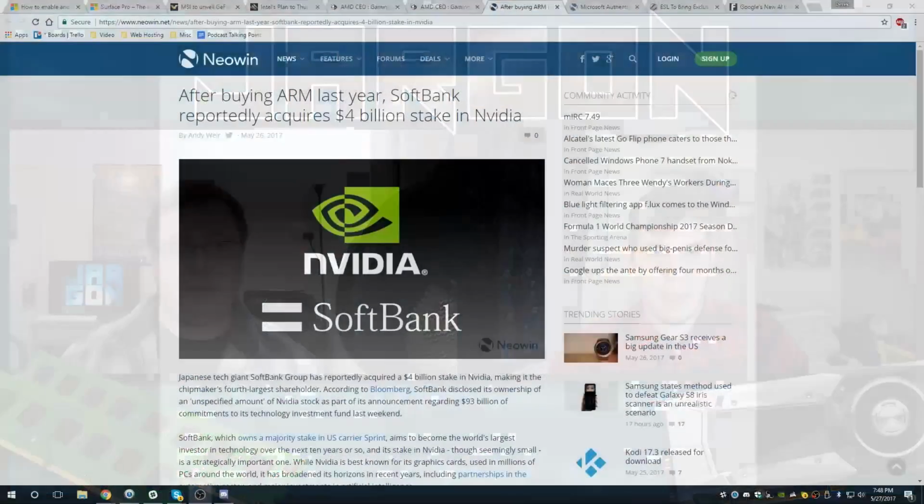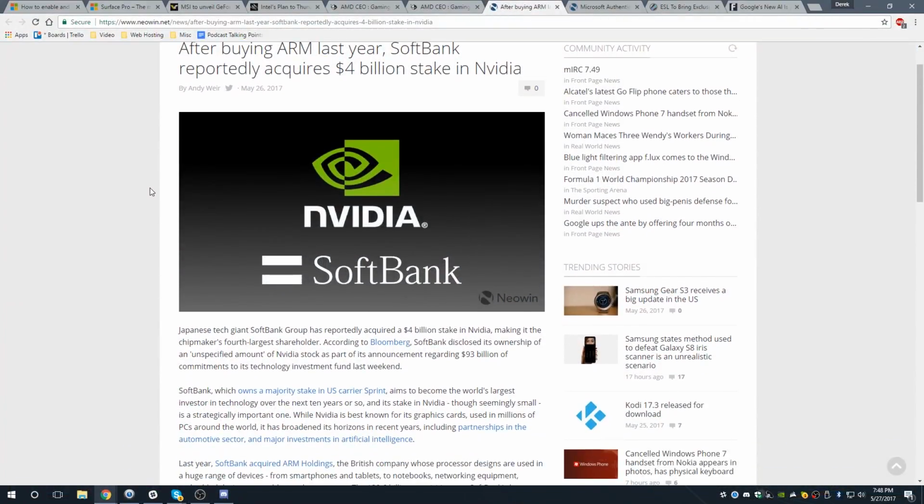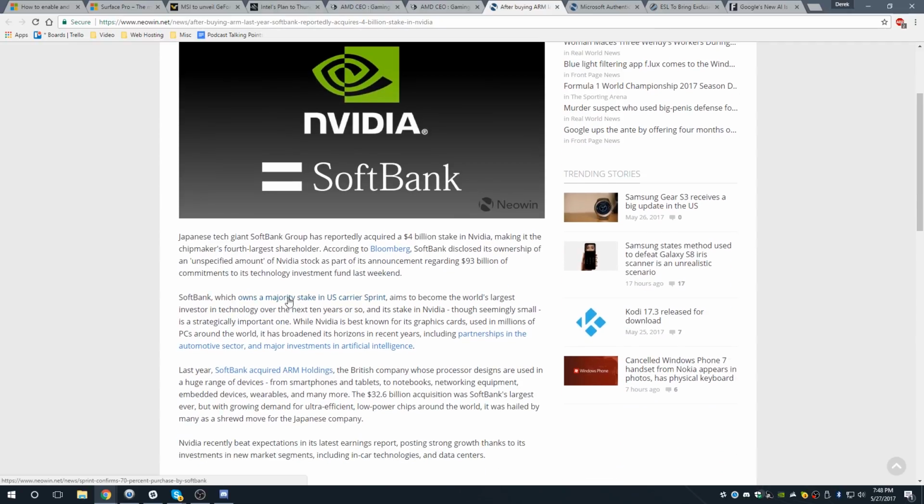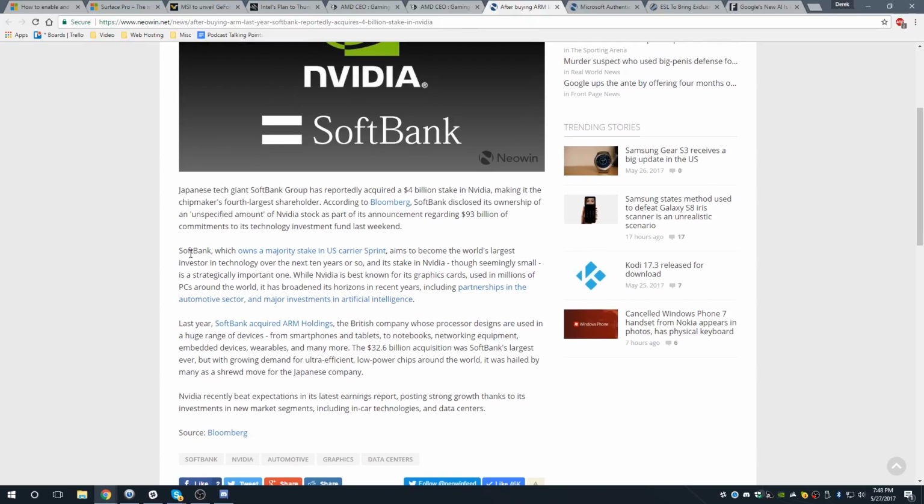I do have the article here too. If SoftBank sounds familiar to anybody, highly doubtful, but they are the company that purchased Sprint? And Arm Holdings. That's right. SoftBank purchased them last year for like 36 point something billion, some crazy number. Yeah, 32.6. It looks like they own a majority stake in Sprint as well.